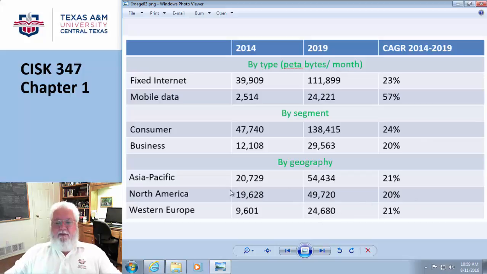So our growth in North America is actually kind of slow. But if you talk about Asia and Pacific Rim, they're kind of late to the game, and so their growth is a little bit higher. Not that that really matters. But anyway, the bottom line is that wherever the population centers are, that's where we're going to get an awful lot of this stuff. So this is big business.